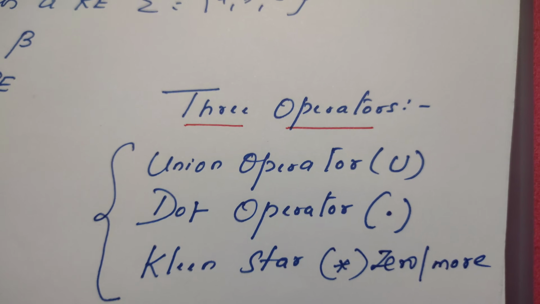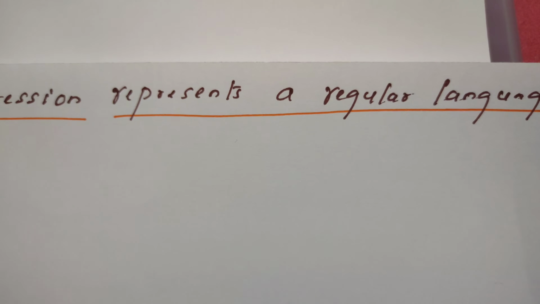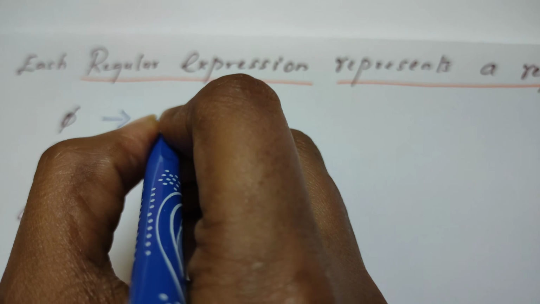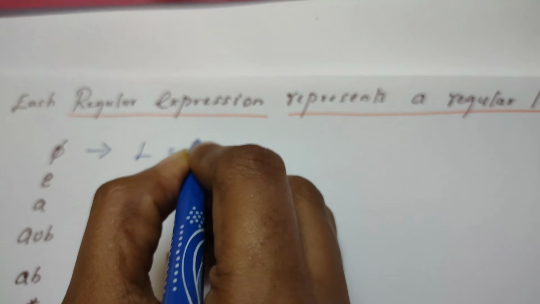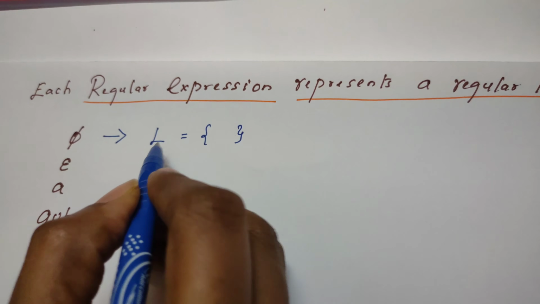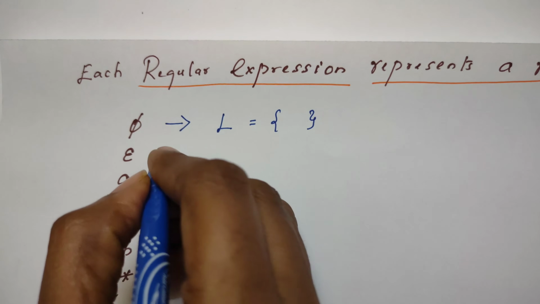Let us see some examples for the regular expressions now. Each regular expression represents a regular language. I have already listed down a few simple regular expressions. Let us try to understand the meaning of all those things. Phi is a regular expression. What is the corresponding regular language? It can be written like this: L is equal to the empty language. There are no strings. If there are no strings in the language, the equivalent regular expression can be given as phi.